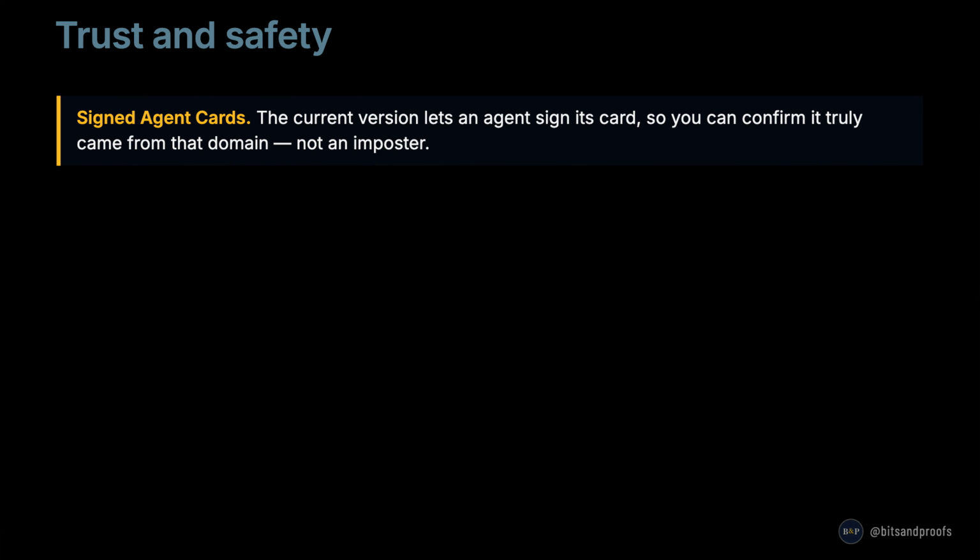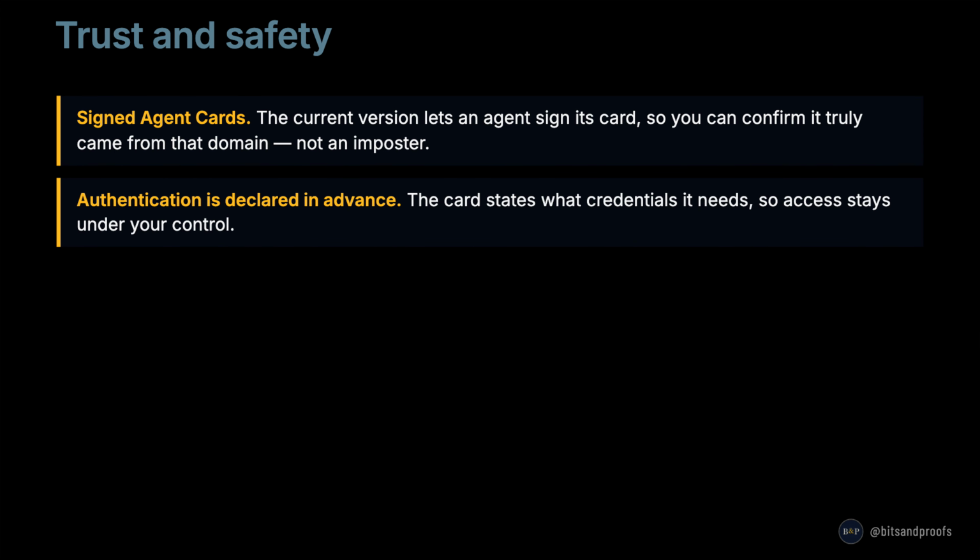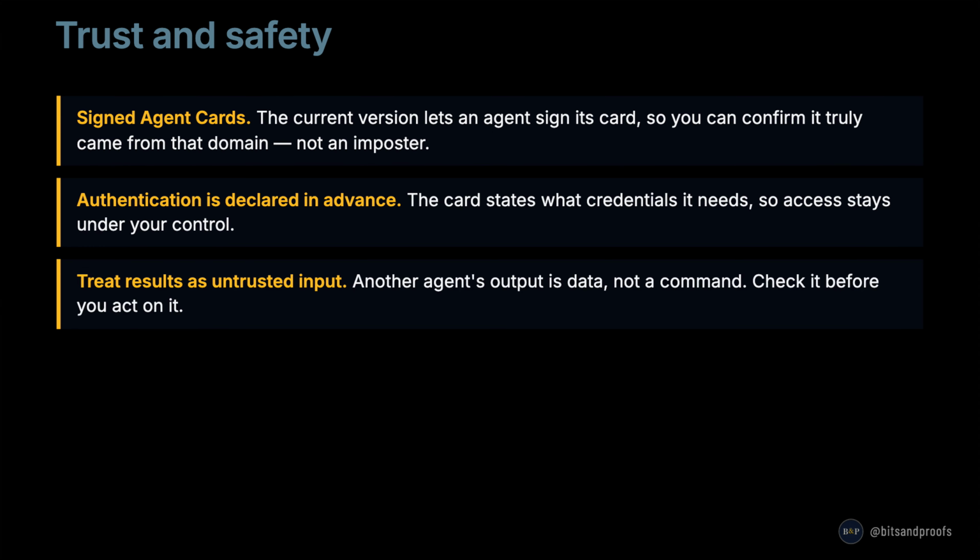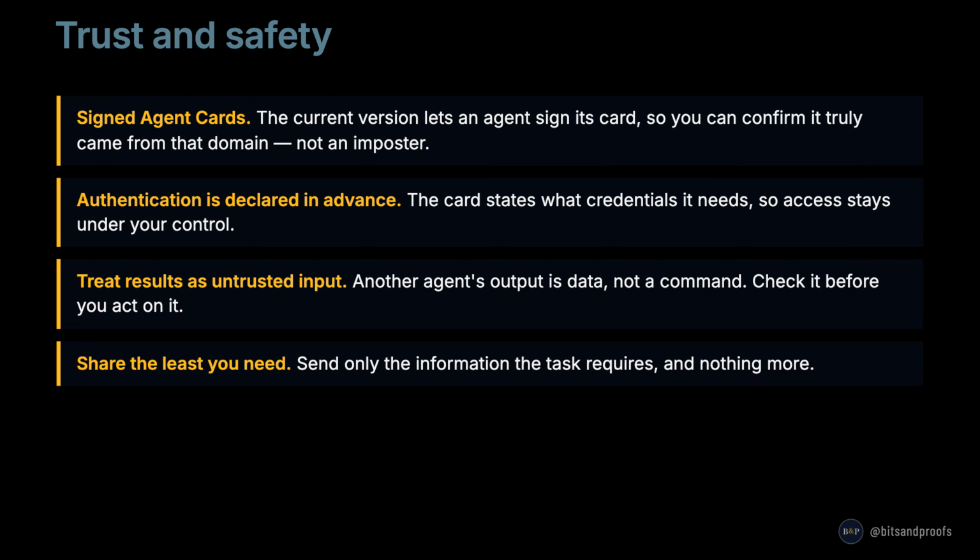Now, a short note on trust and safety. The current version lets an agent sign its card, so you can confirm the card truly came from that domain and not from an imposter. Authentication is declared in advance. The card states what credentials it needs, so access stays under your control. Treat results as untrusted input. Another agent's output is data, not a command. Check it before you act on it. And share the least you need. Send only the information the task requires and nothing more.